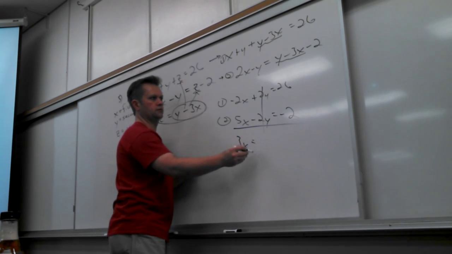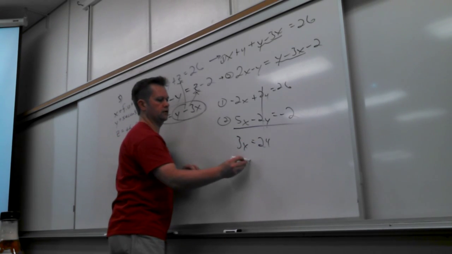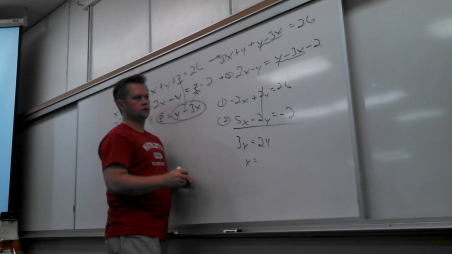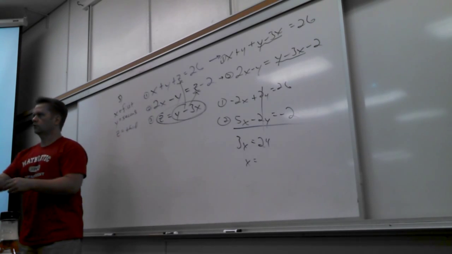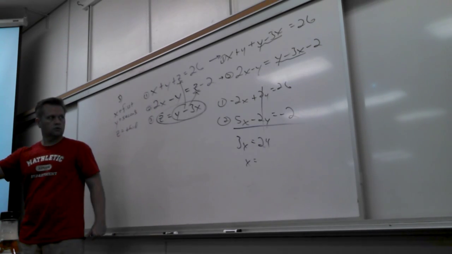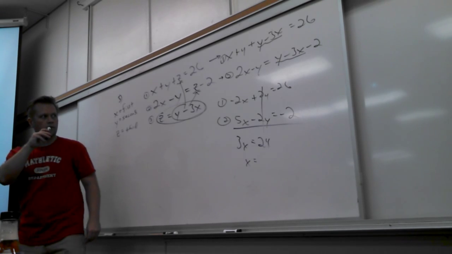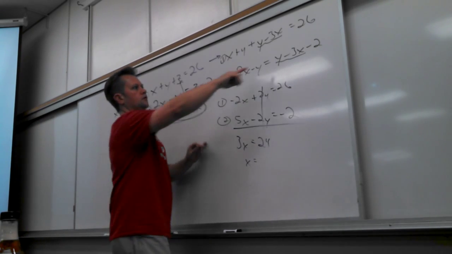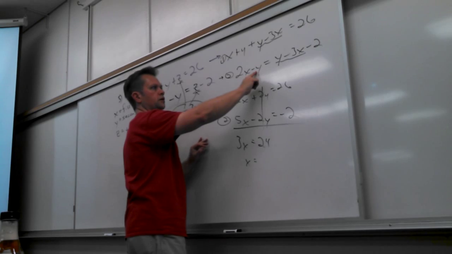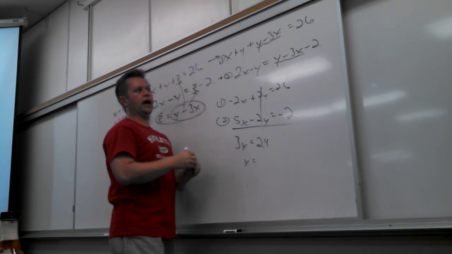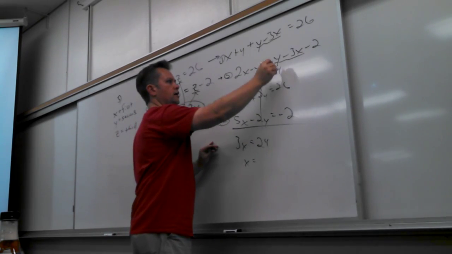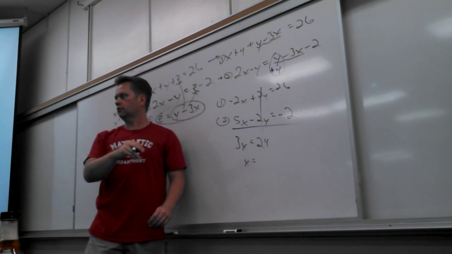3x equals 24, so x is... Sorry, say again? Why didn't you just add the y from that side to the other side? Oh, from here? To there? I subtracted the y, made it negative 2y, right? I had to. If I add y, I'll get two y's over there. No, what if from the other side?